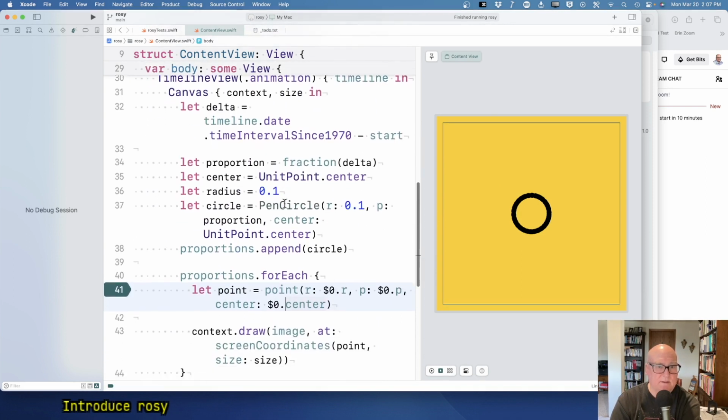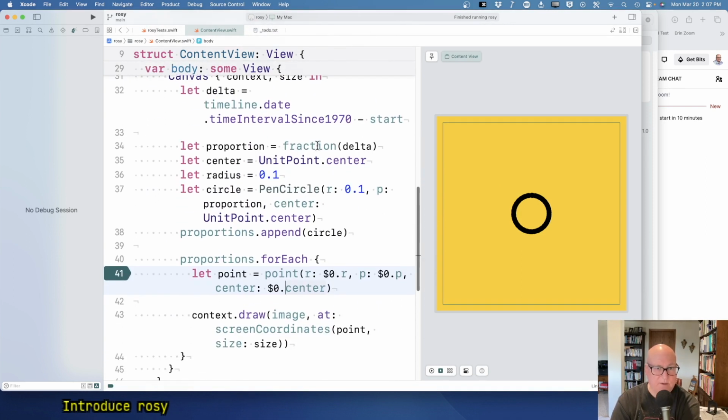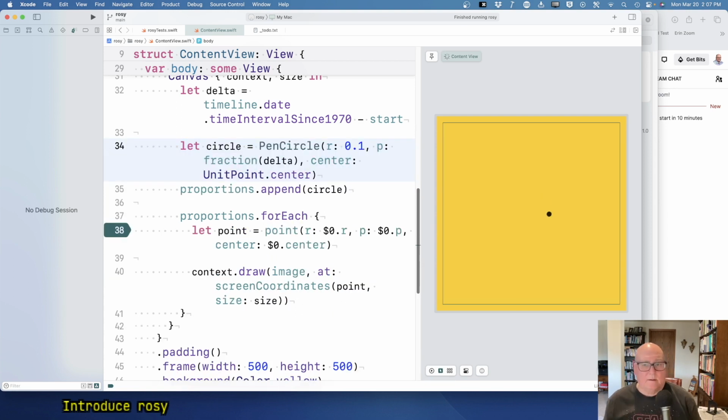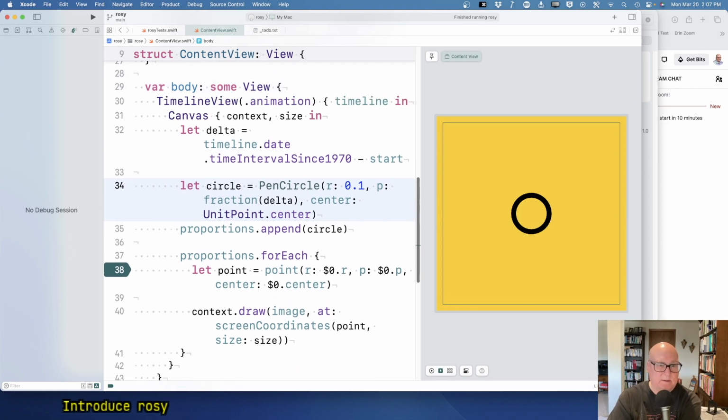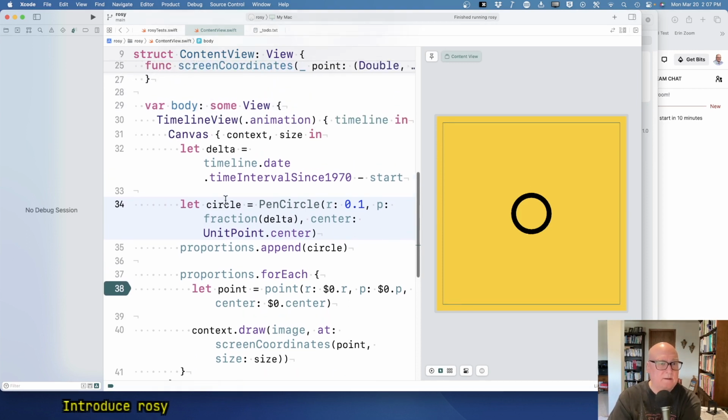Good. All right, now proportion doesn't show up anymore, so we can inline this. And these are no longer needed. Okay, now let's see. Well, maybe this is the guy that's got to change. Unit point dot center.